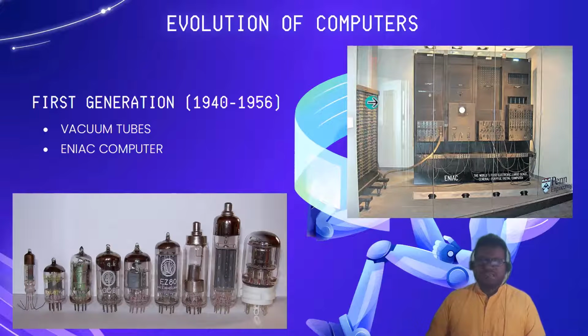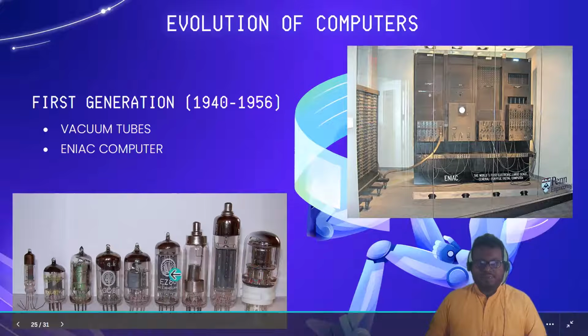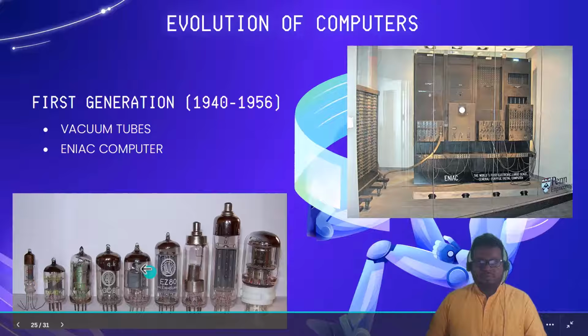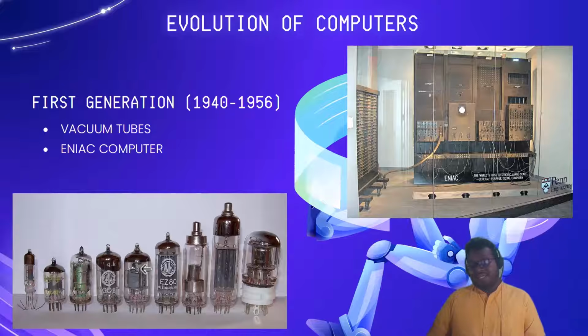This belongs to the first generation, and we used vacuum tubes to build it, which are like light bulbs, and this could process information. For your information, the ENIAC had about 18,000 vacuum tubes and weighed 30 tons. Imagine how many kilograms? Can't imagine, right? 30 tons for a computer.